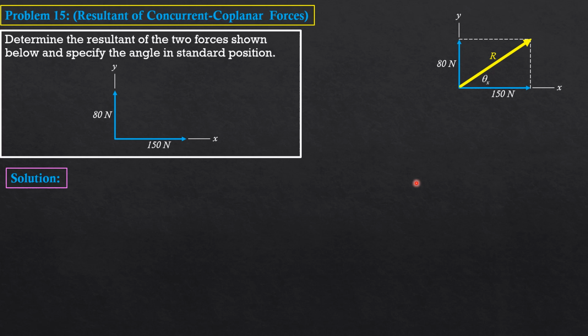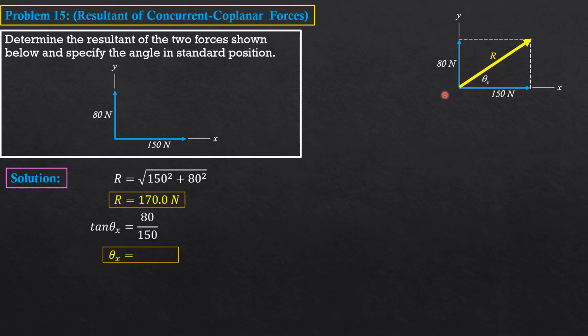So R is, then this is theta x. R is the square root of Rx squared plus Ry squared, so the square root of 150 squared plus 80 squared because they are perpendicular. So R is 170 newtons. Then tangent theta x is opposite 80 over adjacent 150. So theta x is equal to positive 28.07 degrees, so it is understood counterclockwise.